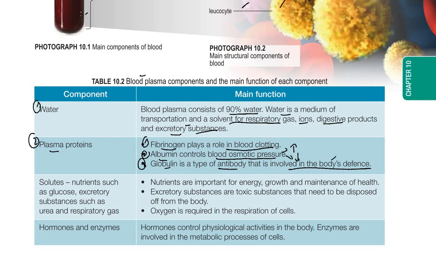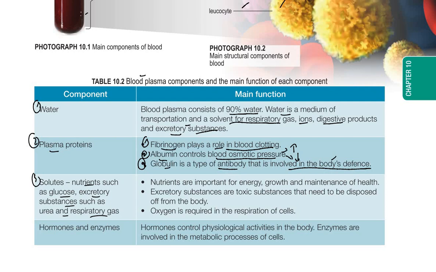So this one also we are going to learn in chapter 11. So these are all the plasma proteins that can be found in the blood plasma. Okay, and you must remember the name and also the function. Usually the question will ask you like this. Okay, and then number 3 is solutes. So we have nutrients such as glucose, excretory substances such as urea, and respiratory gas.